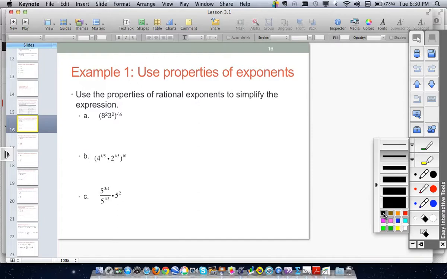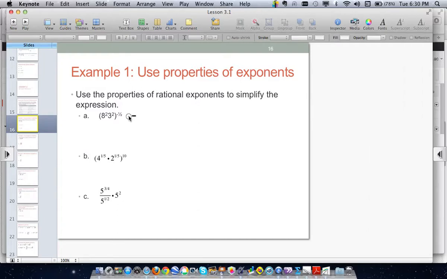So for the first question, we have 8 squared times 3 squared, and all of that is being taken to the negative 1/2. Well, the first thing I want to do is get rid of that negative. So I'm going to follow the rule that says if I have a negative exponent, I need to put it into a fraction. I'm going to basically invert it. So this whole thing, I'm going to put the multiplication sign in there. It makes me a little more comfortable. So now I have a positive exponent.